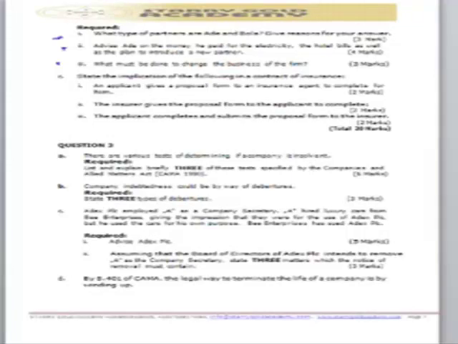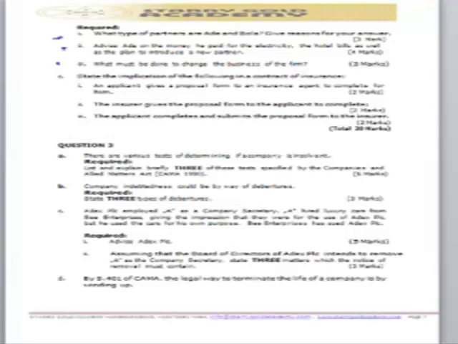Now, the second aspect of it is still under C. Assuming that the board of directors of ADEPUSC intend to remove the secretary, the company secretary, state three matters which the notice of removal must contain. And it says state, so all you need to do is to state and nothing more.